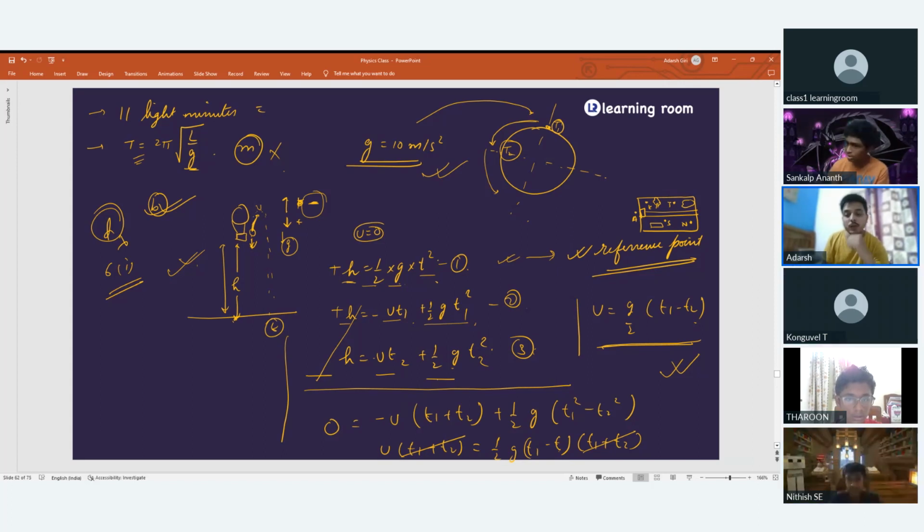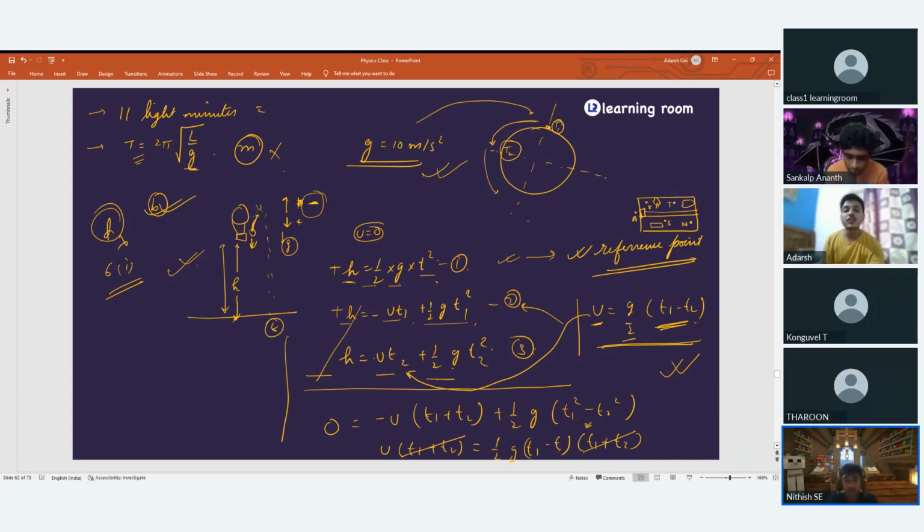Ritesh, see here. What we did, we equated u (t1 plus t2) equals half g (t1 square minus t2 square). Instead of t1 square minus t2 square, I expanded it. We learned a square minus b square is (a minus b)(a plus b). From there, t1 plus t2 got cancelled. So our u was g by 2 (t1 minus t2). This is one equation. Then we substituted this value in either of these two equations. Any of these two equations, so you will be getting this.